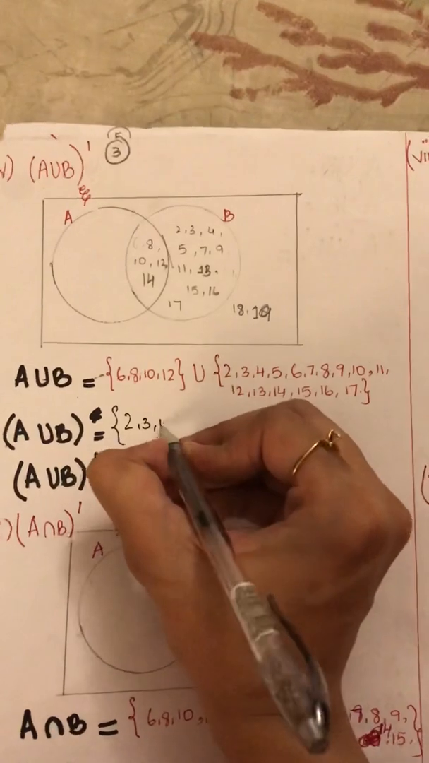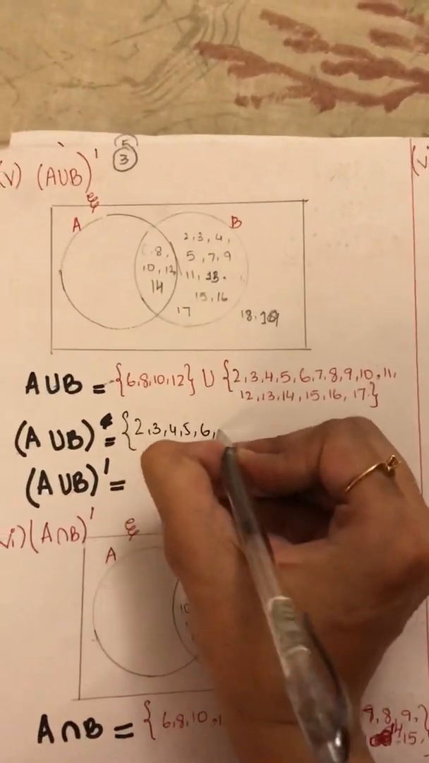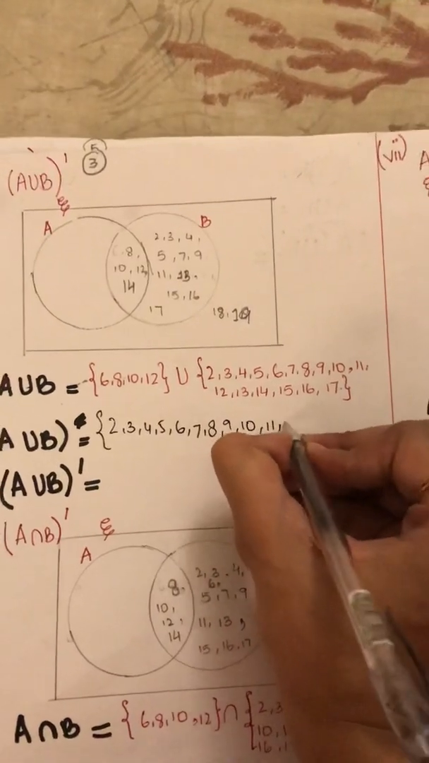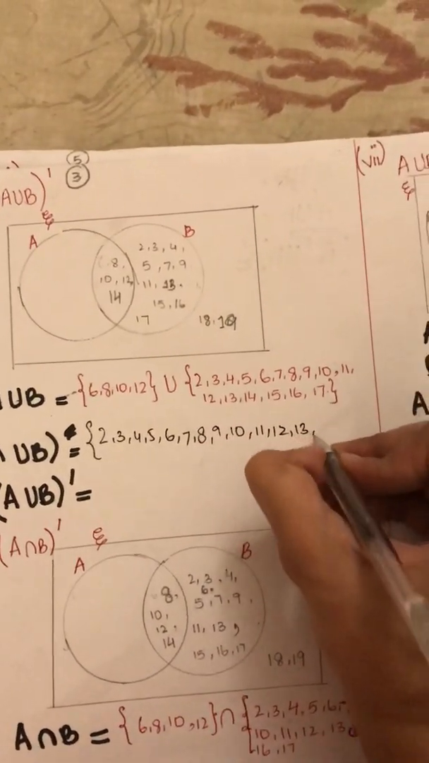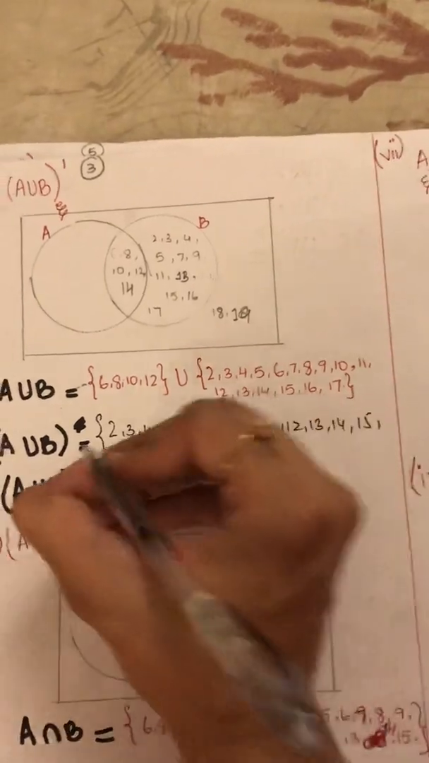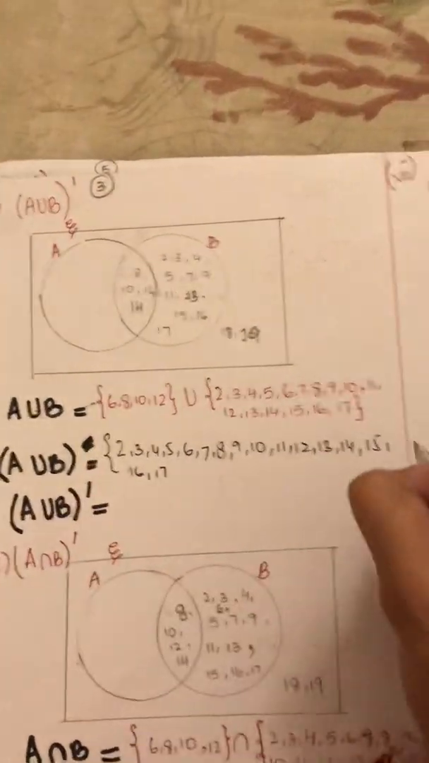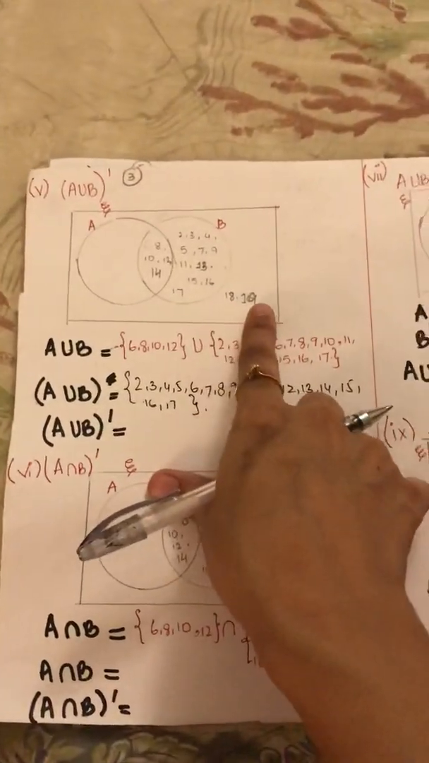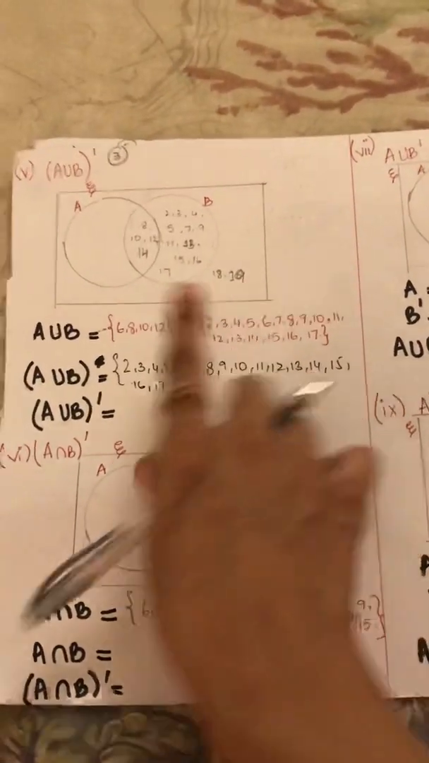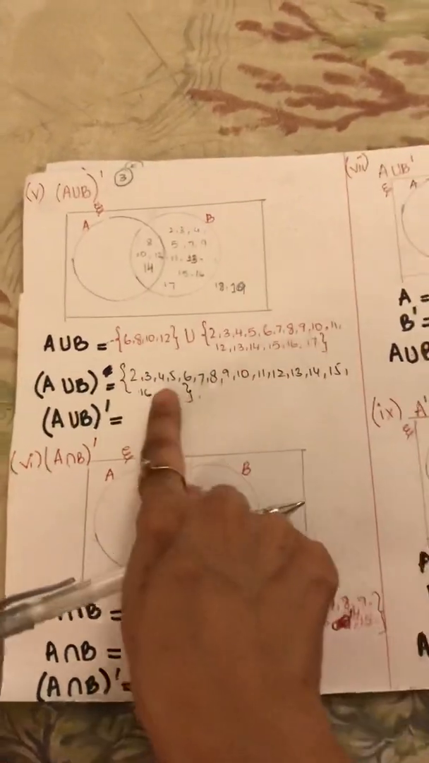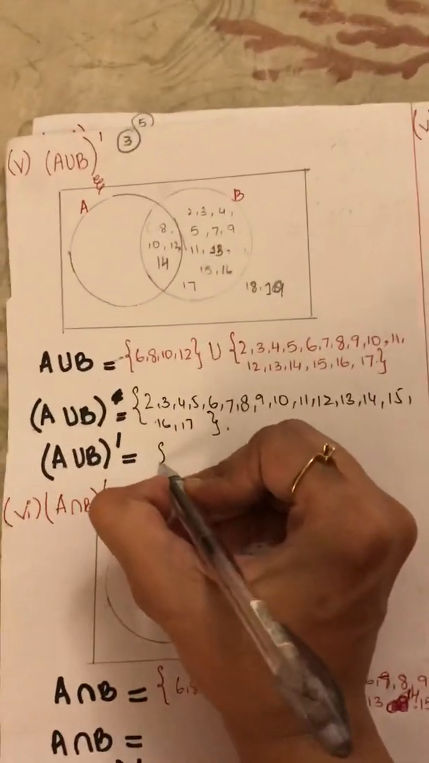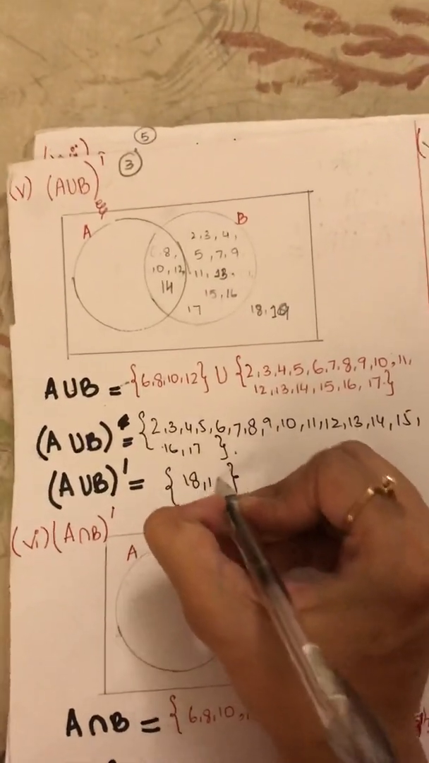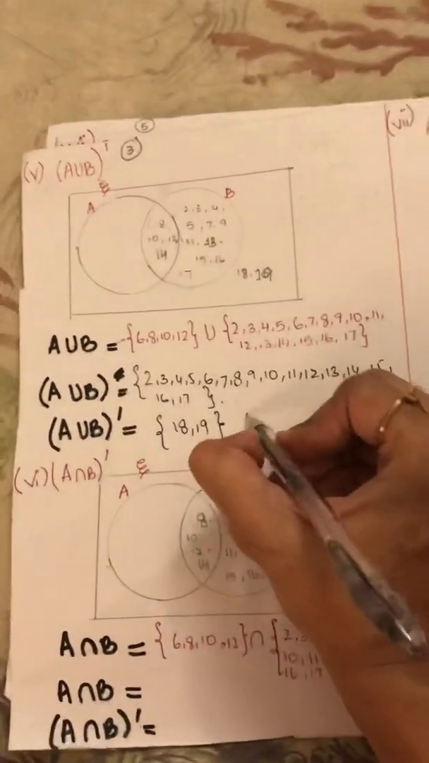2, 3, 4, 5, 6, 7, 8, 9, 10, 11, 12, 13, 14, 15, 16 and 17, right? Now amongst the universal set we have got 18 and 19 as well. As A union B is all of these elements, what is not in A union B? It will be 18 and 19. Therefore, this is our answer.